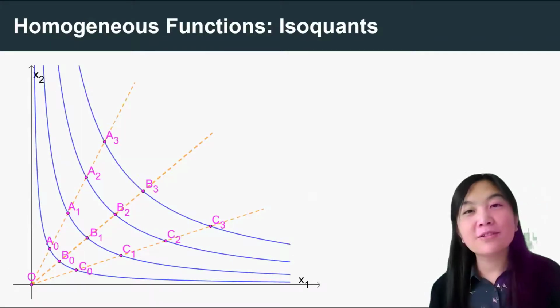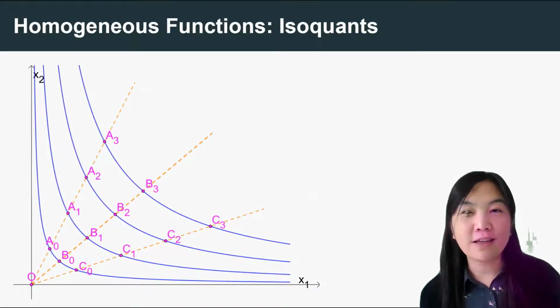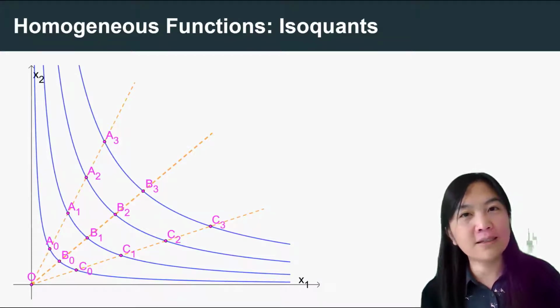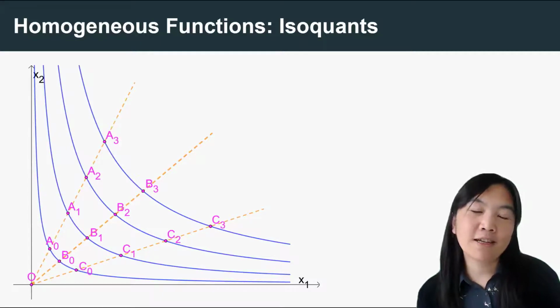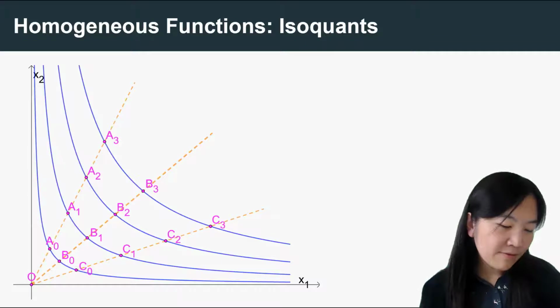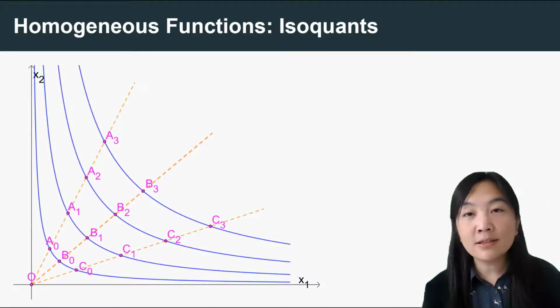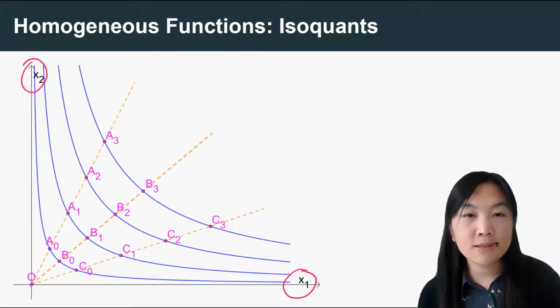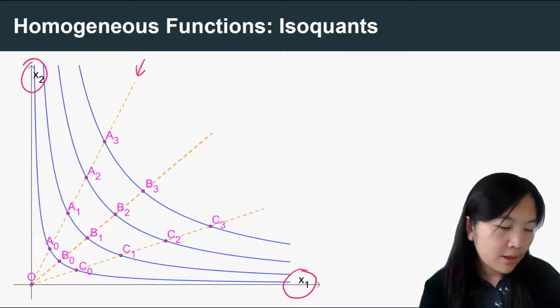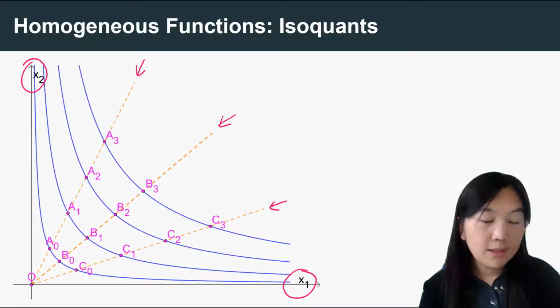As I mentioned, homogeneous functions have nice properties. There are actually 3 nice properties that I want to explain to you, but let's focus on the first one, which is about the isoquants. What's special about the isoquants of a homogeneous function is shown in this graph, which has the isoquants, with x1 and x2 on the axes. You can notice there are 3 lines here.